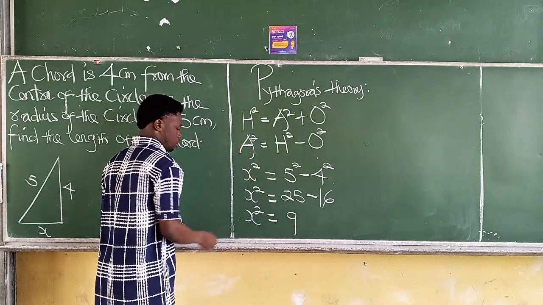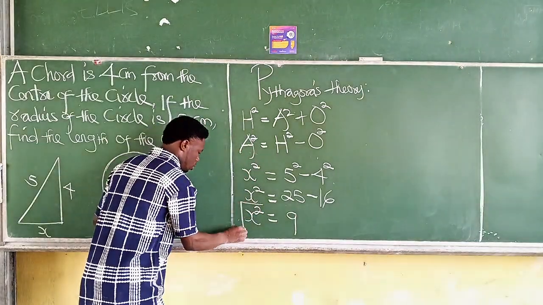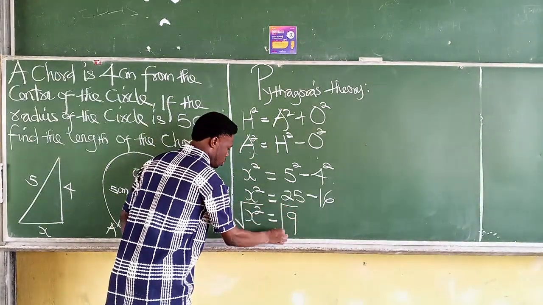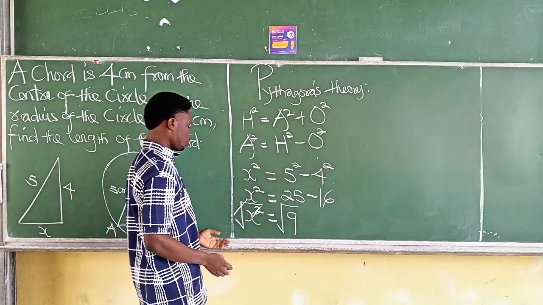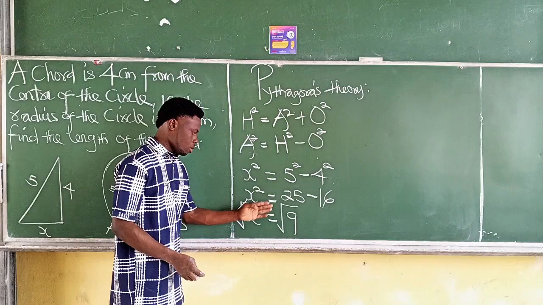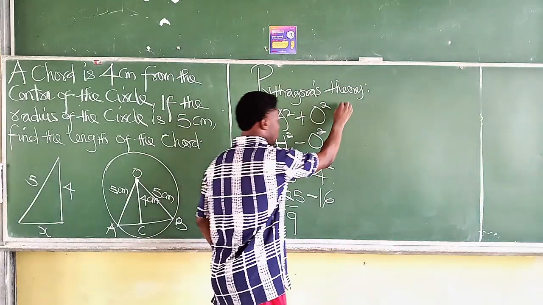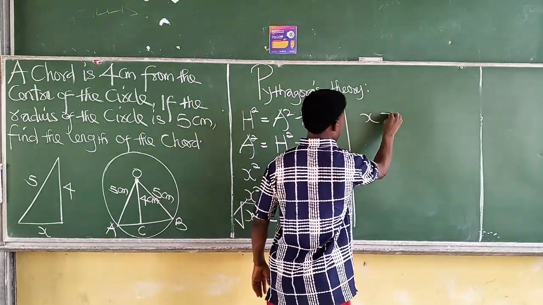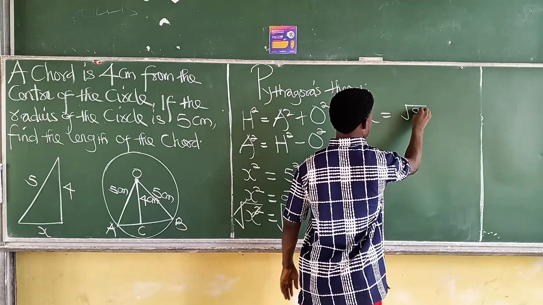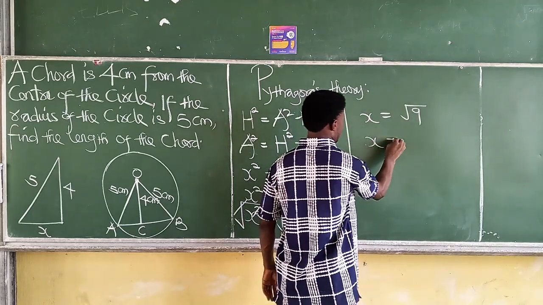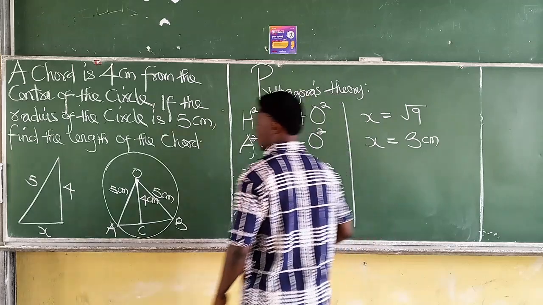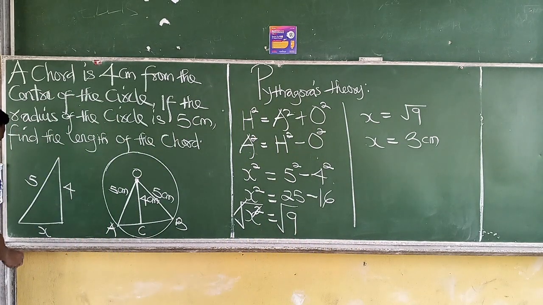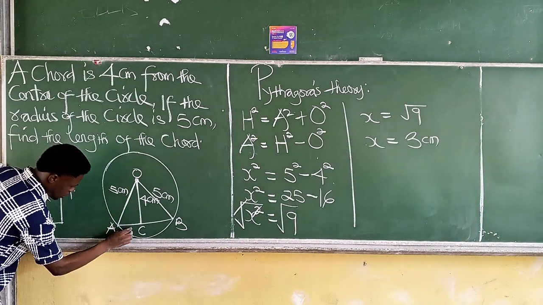Therefore, making x the subject, take the square root of both sides. Square root cancels square, and we are left with x is equal to square root of 9. Therefore, x is given as 3 centimeters. So we have determined the value of x, and x is 3 centimeters.